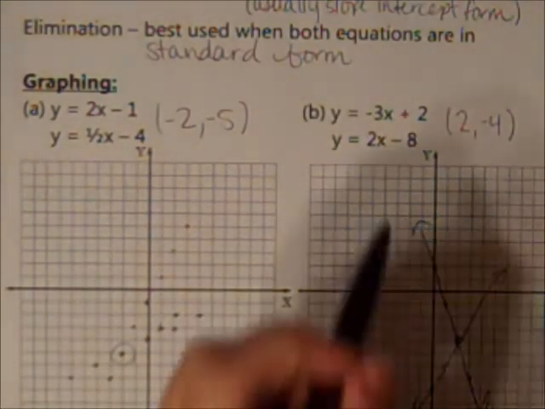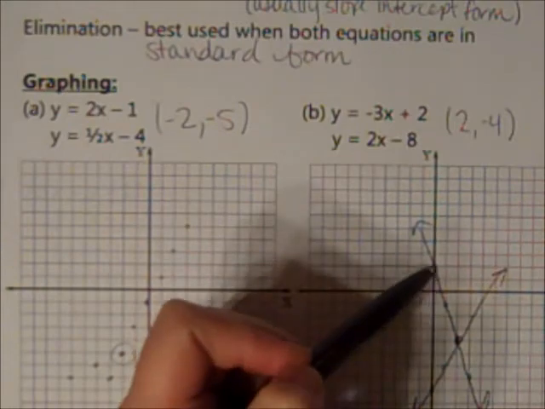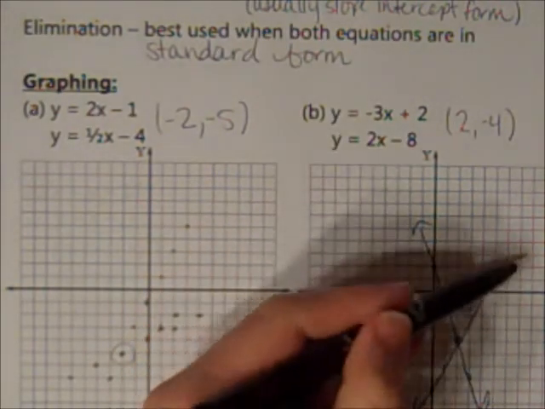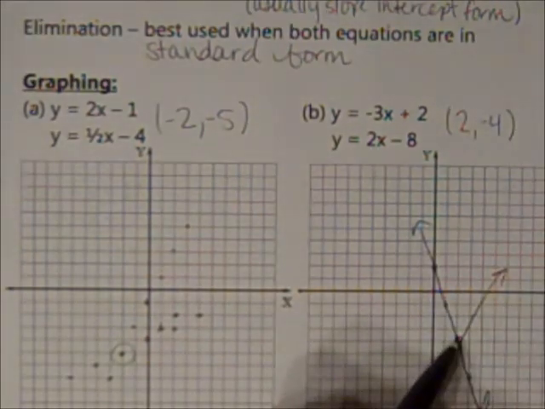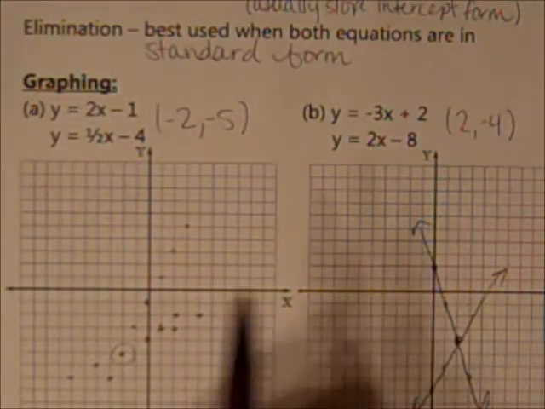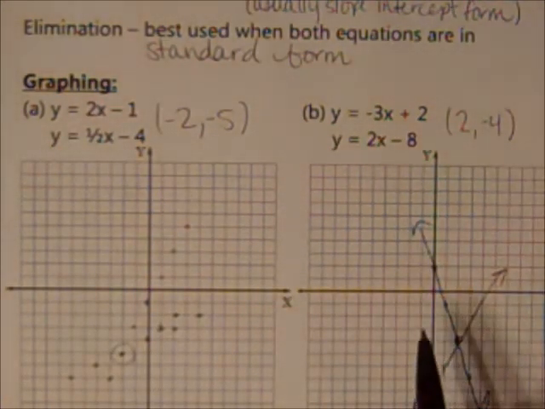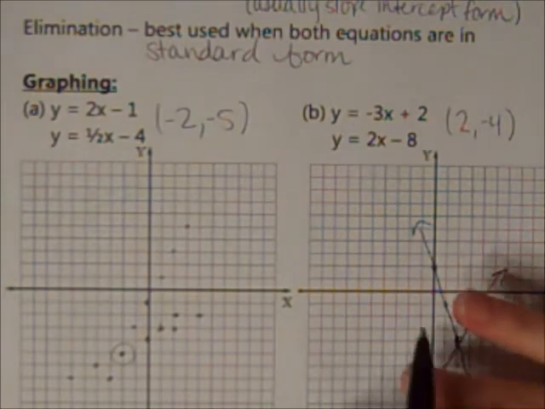Okay, so for B we have -3x plus 2, that's this line, and 2x minus 8, that's this line. So here they are intersecting at 2, -4. Okay, now remember with systems of equations, you can check your answer by plugging it back into the original equation, and you can use your calculator to do that.